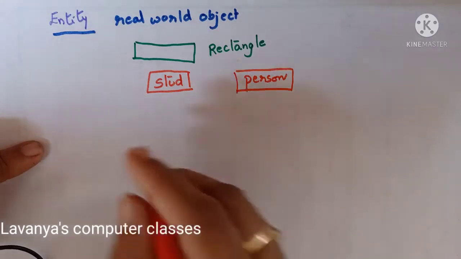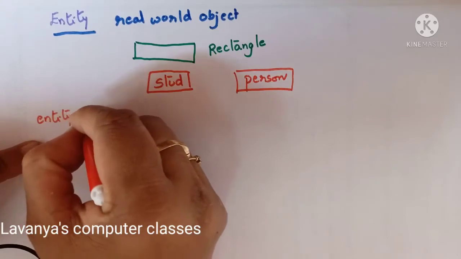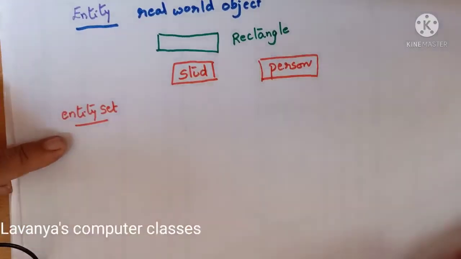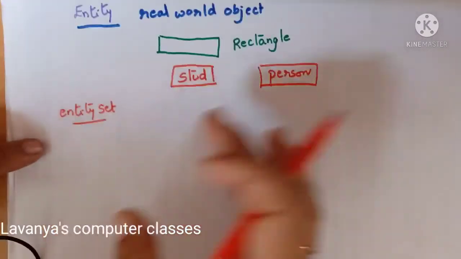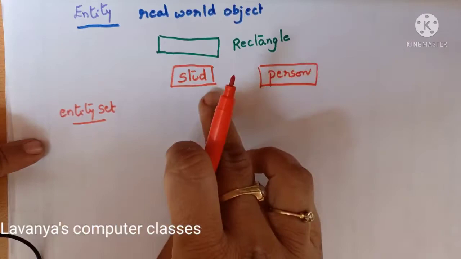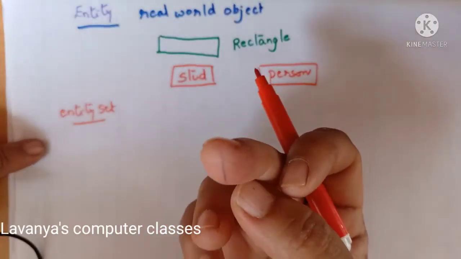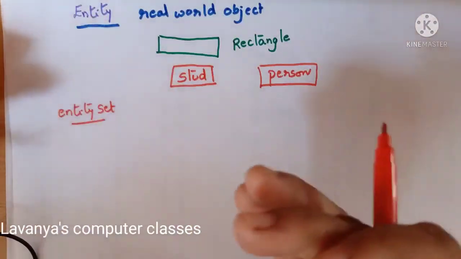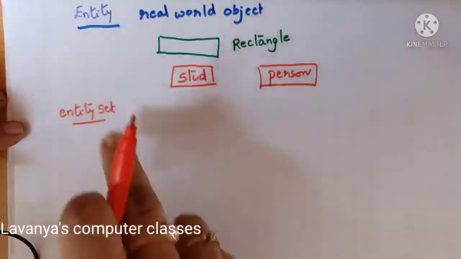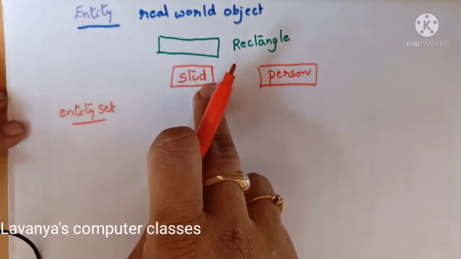Now we go for entity set. What is an entity set? A collection or set of entities is known as an entity set. Collection of all entities is known as entity set. So this is also an entity set because it is a collection of entities. One entity means one real-world object. If you are collecting so many objects, one student is called one entity. Collection of all students is called an entity set. So this is the representation of entity set.